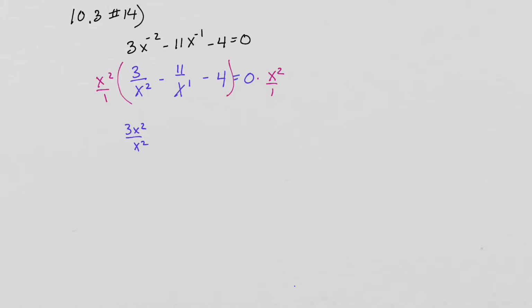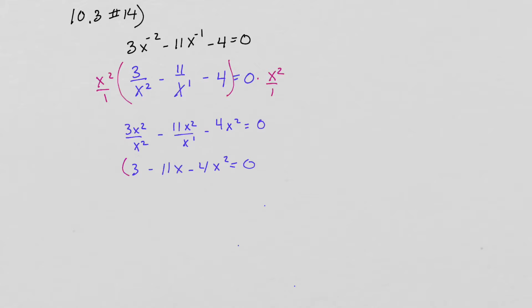So you get an x squared in the numerator, and that x squared in the numerator will divide away the x squared in the denominator. On the right, 0 times x squared is 0. So you end up with 3 minus 11x minus 4x squared equals 0. This can then be solved using the quadratic formula or by factoring.